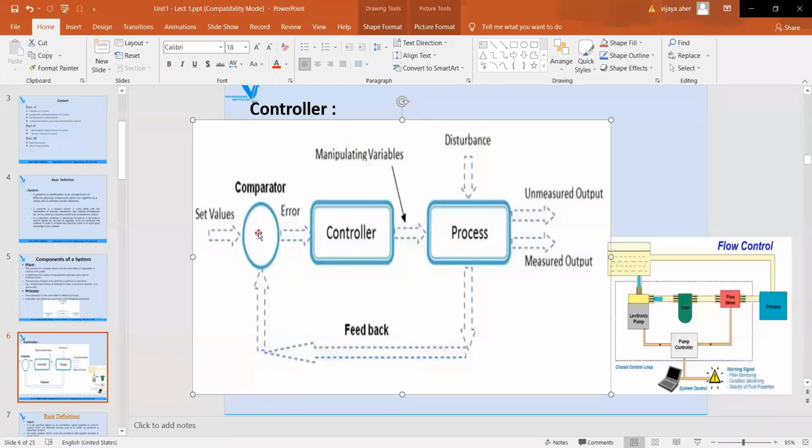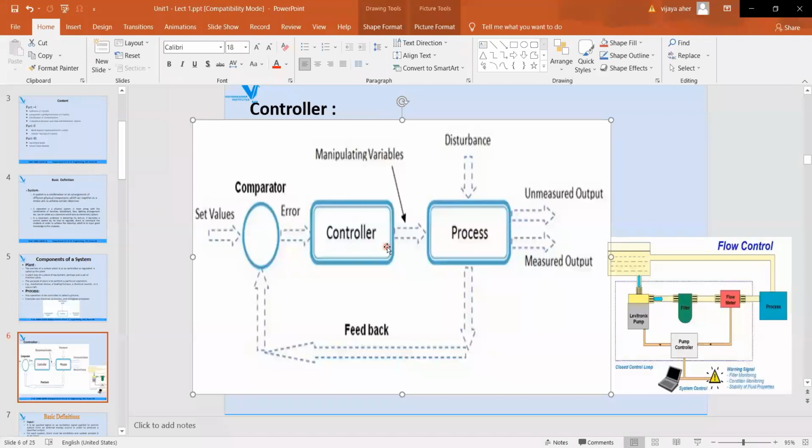This is also called the comparator. This is also called the error detector. In some references the word error detector is used, in some references comparator is used, so remember this. The function of the comparator and the error detector is the same: just to compare these two signals and generate an error signal. That error signal, et in the time domain, is applied to the controller block.